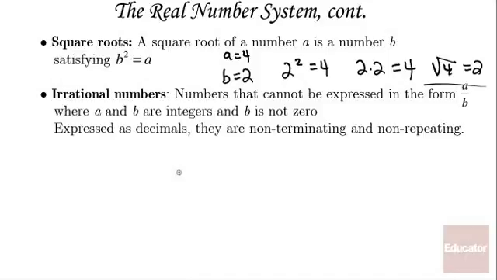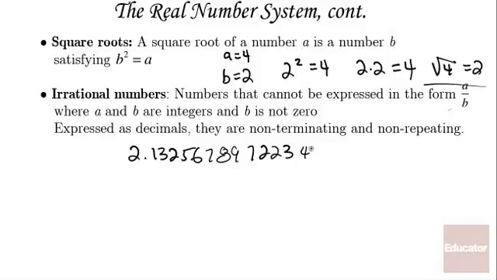Irrational numbers also belong to the real number system. So we just talked about rational numbers. And rational numbers, again, can be expressed as a decimal that either terminates or repeats. Irrational numbers cannot be expressed as fractions. In fact, when they're expressed as decimals, they're non-terminating and non-repeating. So if I gave you some number that just went on, and it never developed a pattern, and it went on indefinitely, that would be an irrational number.